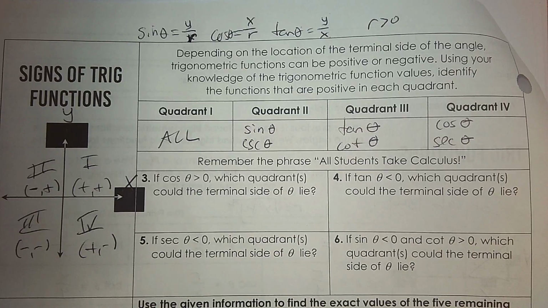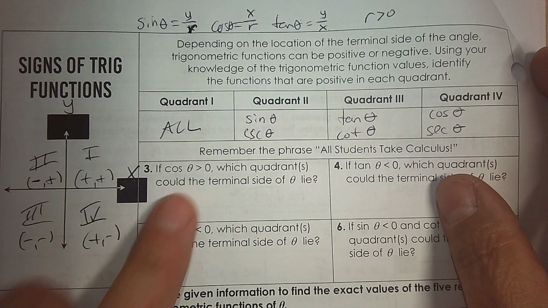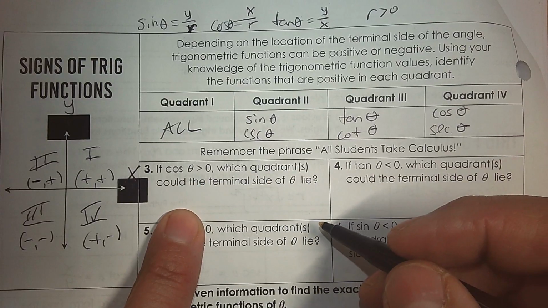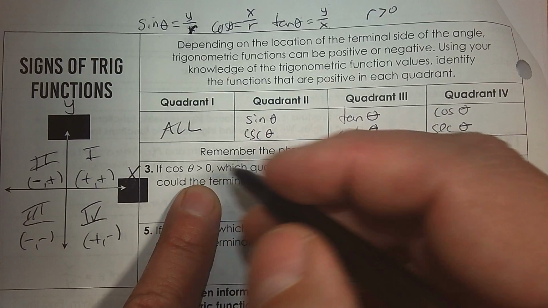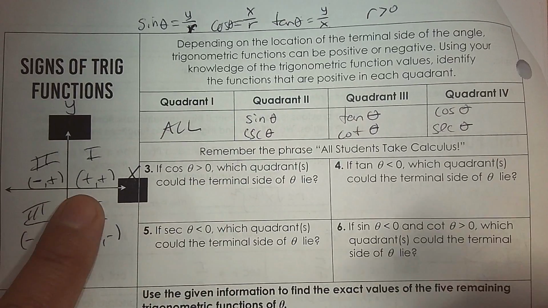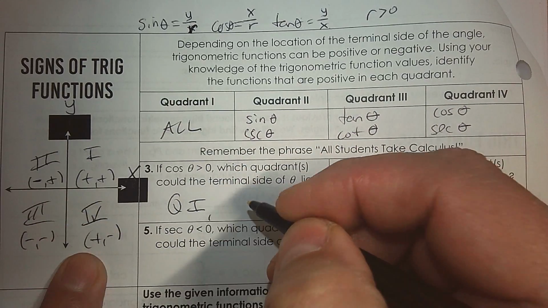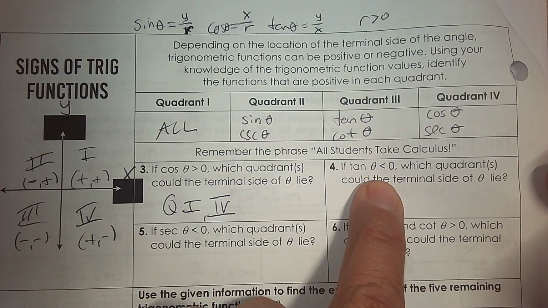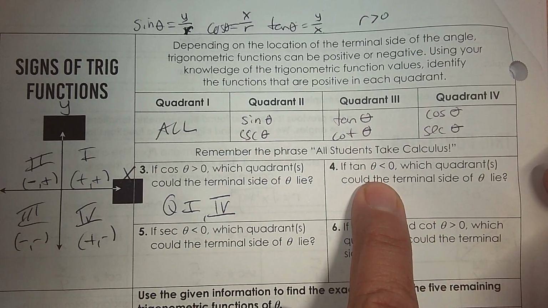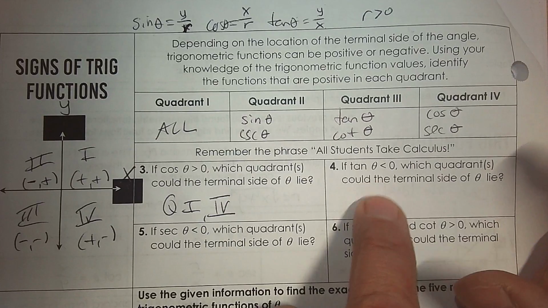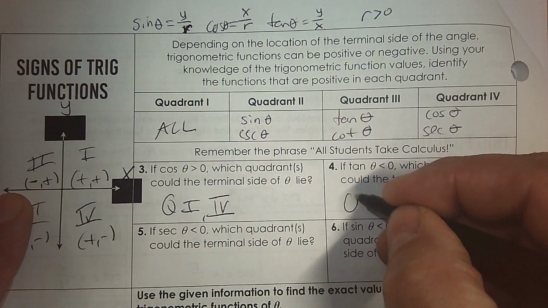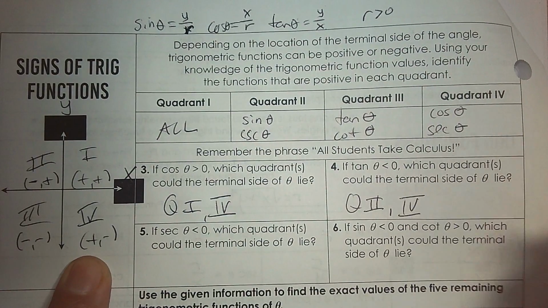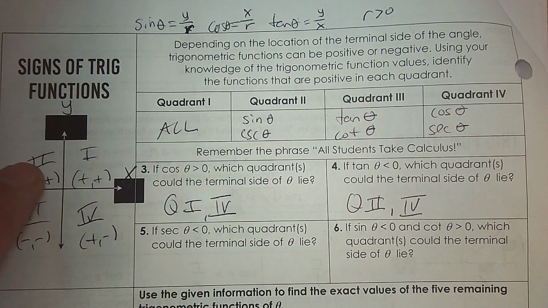All right, let's see if we can test that out. If cosine is greater than 0, which quadrants could the angle be in? Well, if it's greater than 0, that's a way to say it's positive. So it could be positive in quadrant 1, and it could also be positive in quadrant 4. Tangent is negative. Which quadrants could tangent be negative in? Now we're flipping it around. Not quadrant 1, so in quadrant 2 it's negative, not 3, and also in quadrant 4 it's negative. So tangent's negative in those two quadrants.